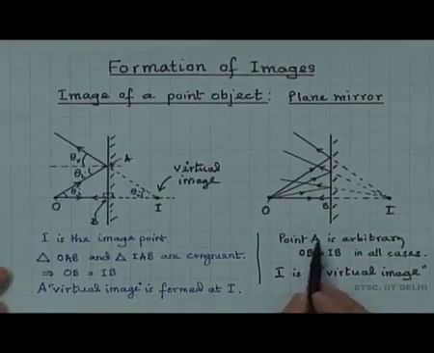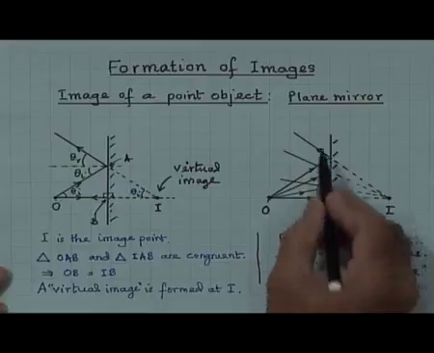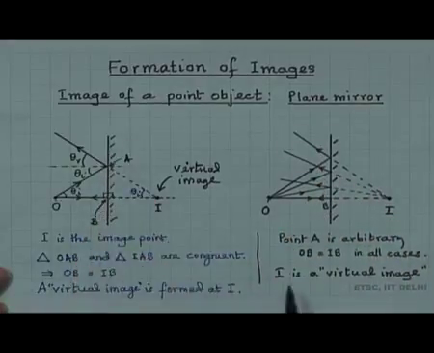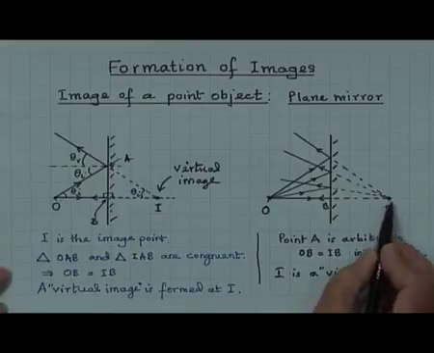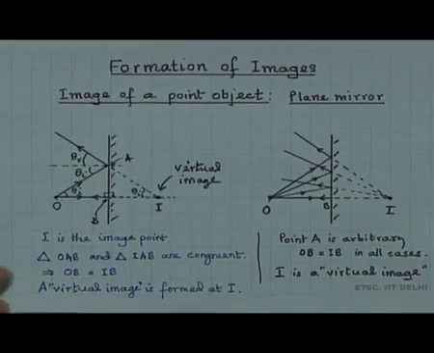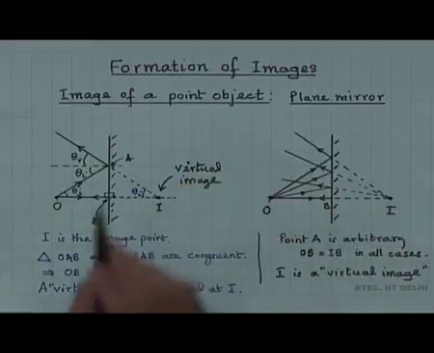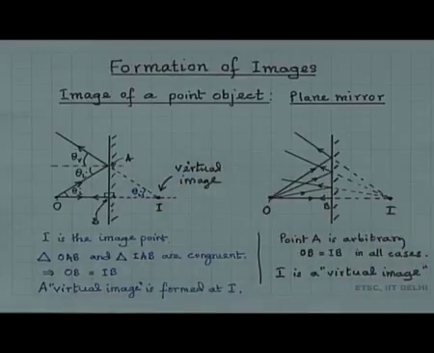The point A is arbitrary, which means it could have been anywhere here, and therefore, I is a virtual image point. This is how we can locate the image of a point object in front of a plane mirror.